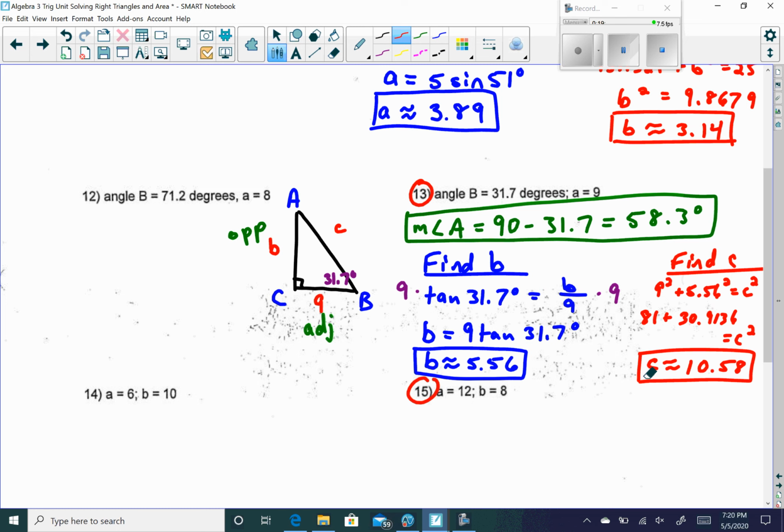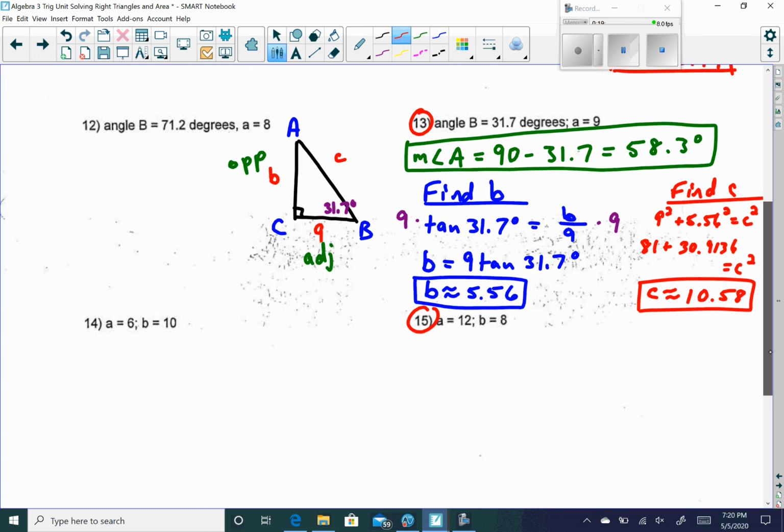All right, so again, I just wanted to give you guys enough examples where we had to start with a trig value first, where the angle was given. So it was very easy to find the third missing angle first, and then use that to help us find the 2 sides. Now it changes a little bit in number 15.